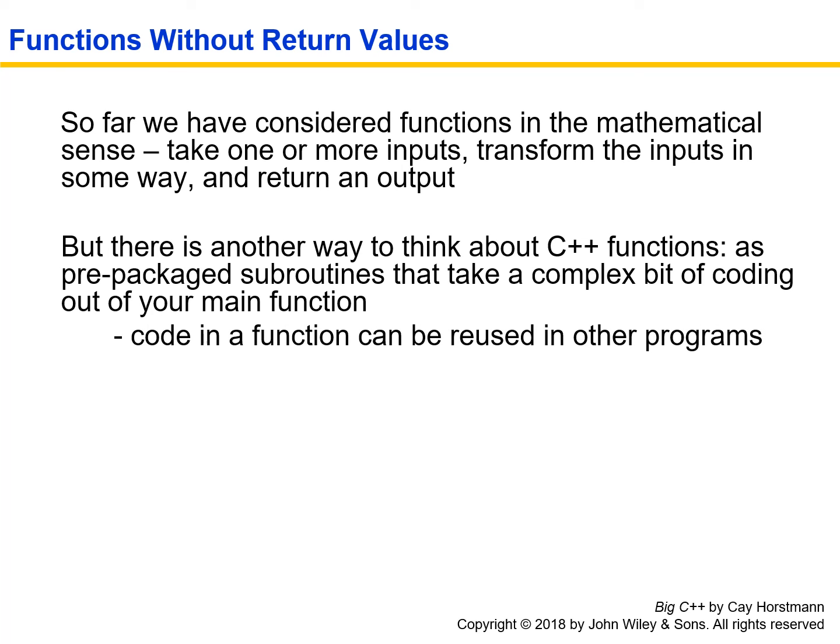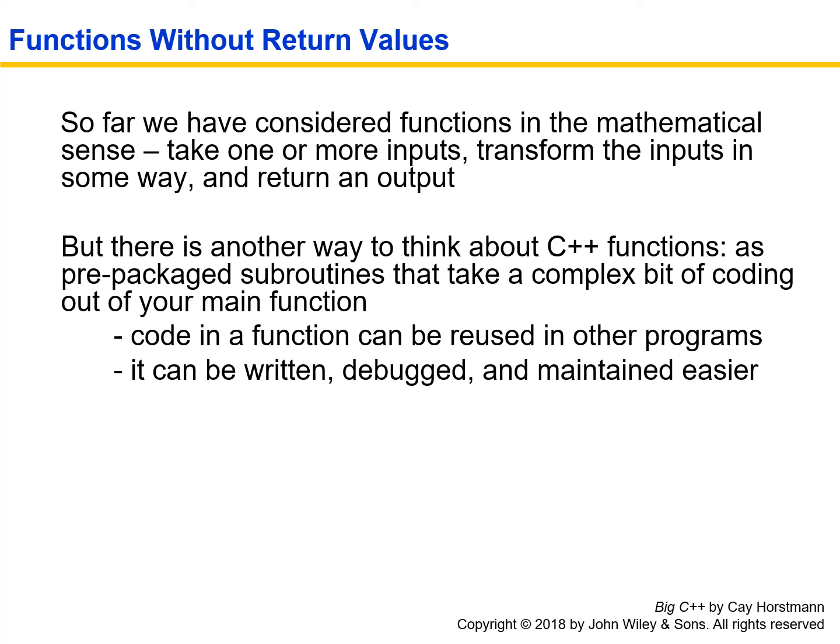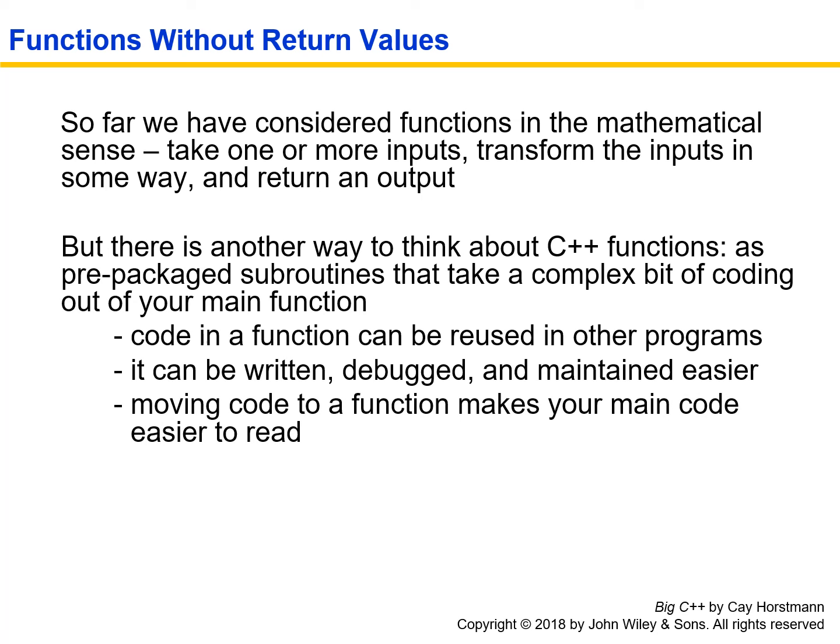Code in a function can be reused in other programs, so that's one reason to take that complex bit of code out of your main function, and it can be written, debugged, and maintained easier. And moving code to a function makes your main code easier to read, as again with my example with the robot, where it's much easier to read "while forward sensor is not blocked, go forward at speed 50." Go forward at speed 50 is much easier to read than set the value of several different motors and make them do their jobs. So we'd have to write that code somewhere, but we'll write it in a function called go forward, and that makes the main code much easier to read.